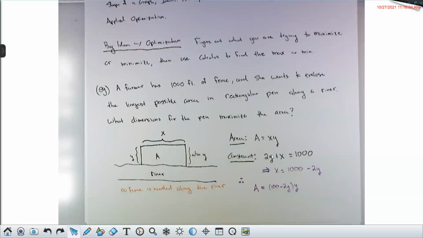So now this is the function I want to maximize. I want to find the max of this function.